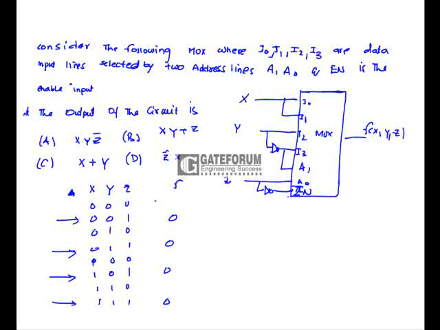Whenever Z is equal to 0, it's going to be enabled. At that time this is 0, this is 0, this is 0, this is only the 1. So F is equal to XY Z bar is its output. That is option A is correct.